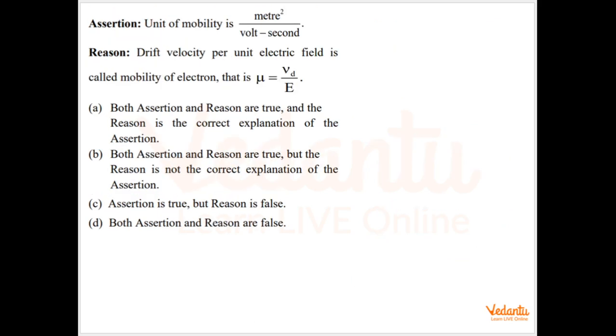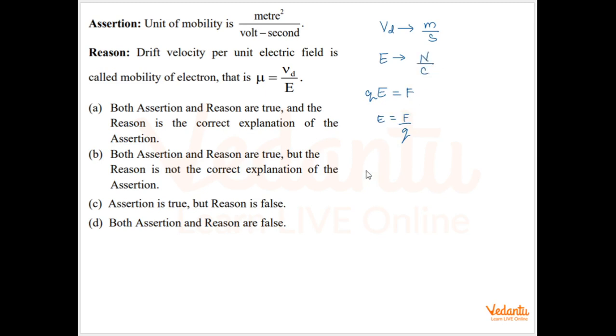In this question, the assertion is that the unit of mobility is meter square divided by volt per second. And the reason is drift velocity per unit electric field is called mobility of an electron. That is mu is equal to Vd by E. Now you should understand that the unit of drift velocity is nothing but meters per second. Now the unit of electric field is written in two different ways. Electric field is Q into E is equal to force, which gives you E is equal to F by Q. So one of its unit will be Newton per coulomb.